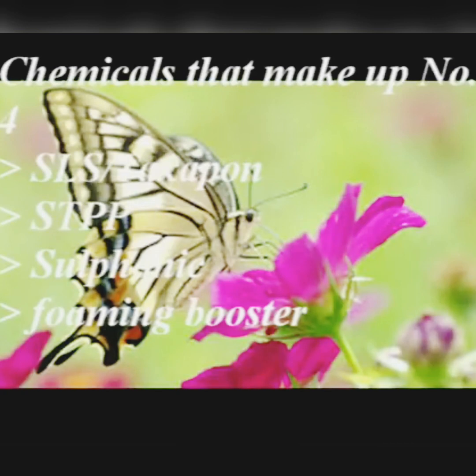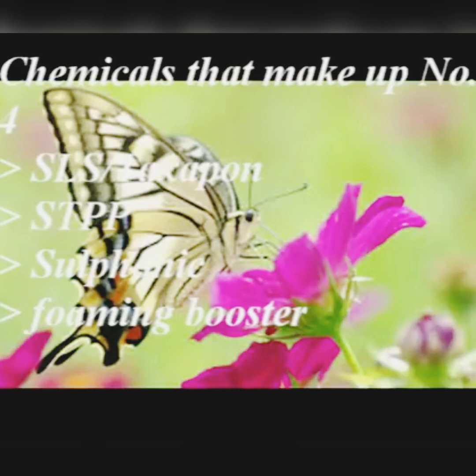The items that make up the 4th group of chemicals are as follows: SLS or Texapon, STPP, sulfonic, and foaming booster. In this category, order is not important. In other words, you can start with any chemical and end with any one. So order is not important. All the chemicals that make up the fourth group, you dissolve them the way you want to dissolve them. Order is not important.